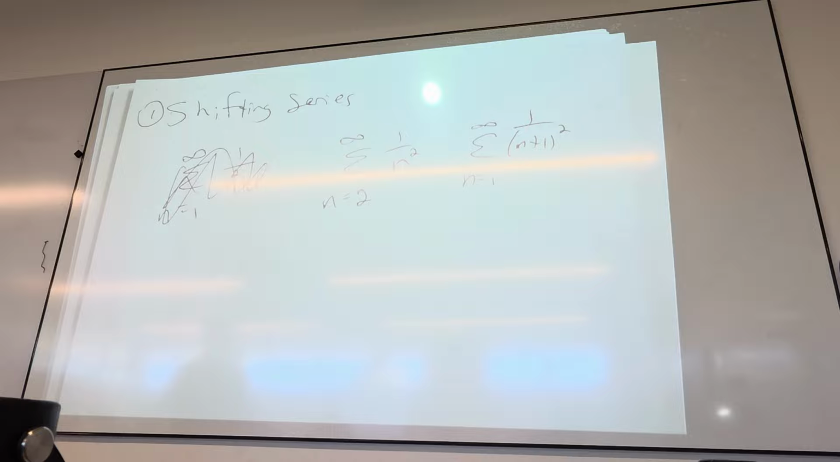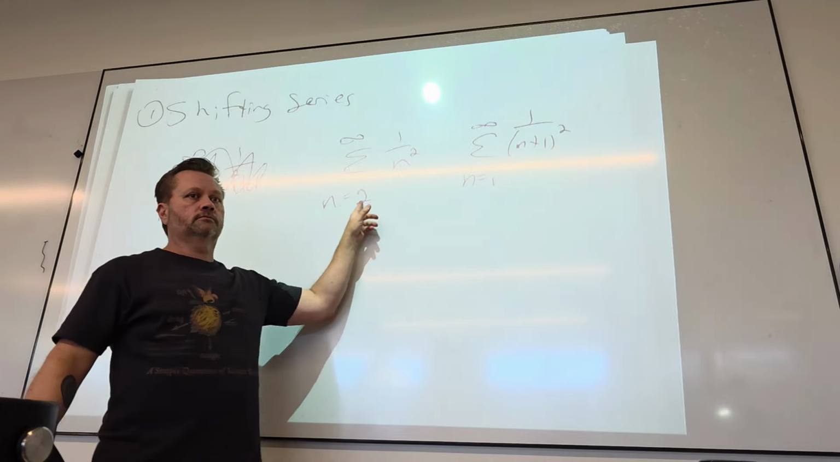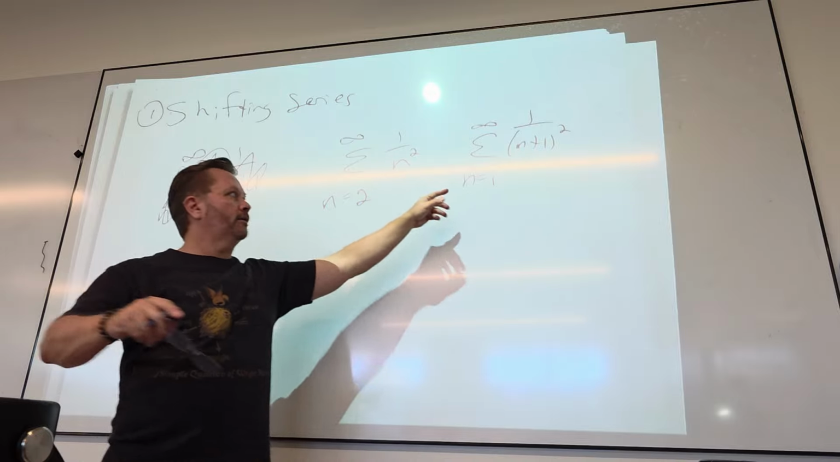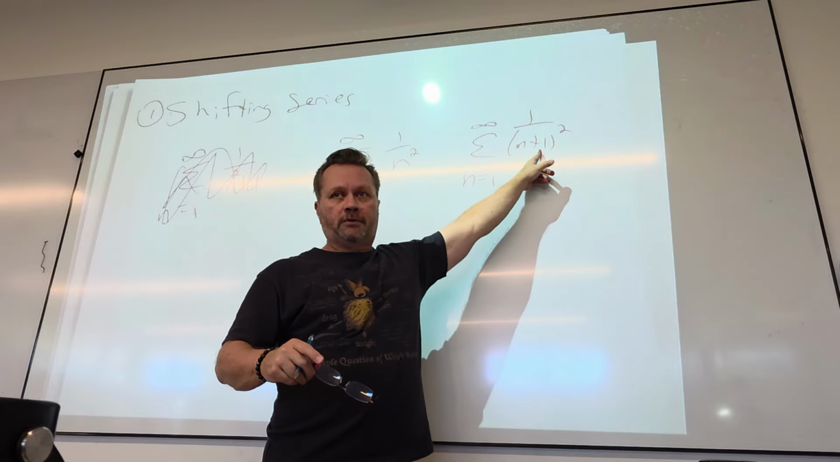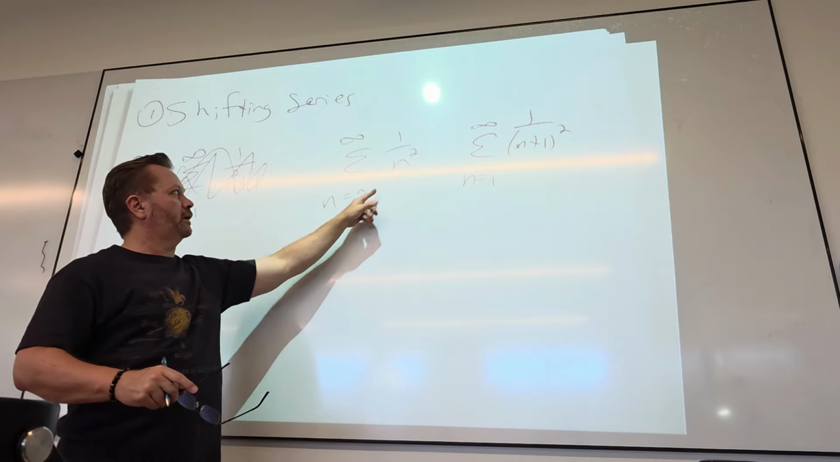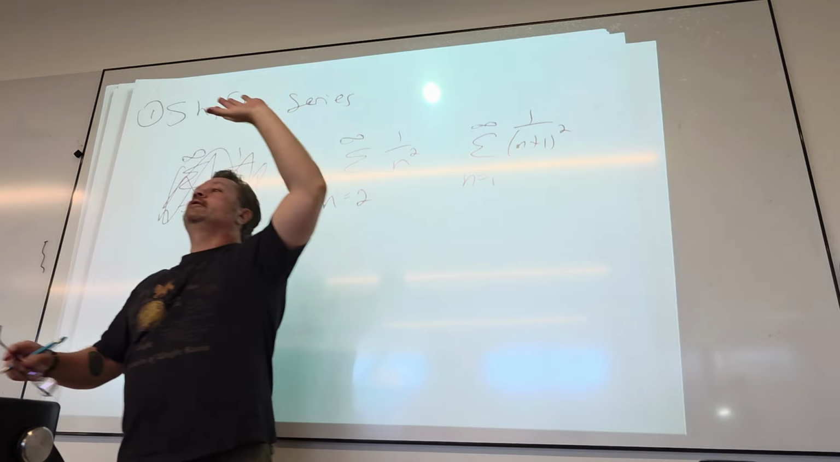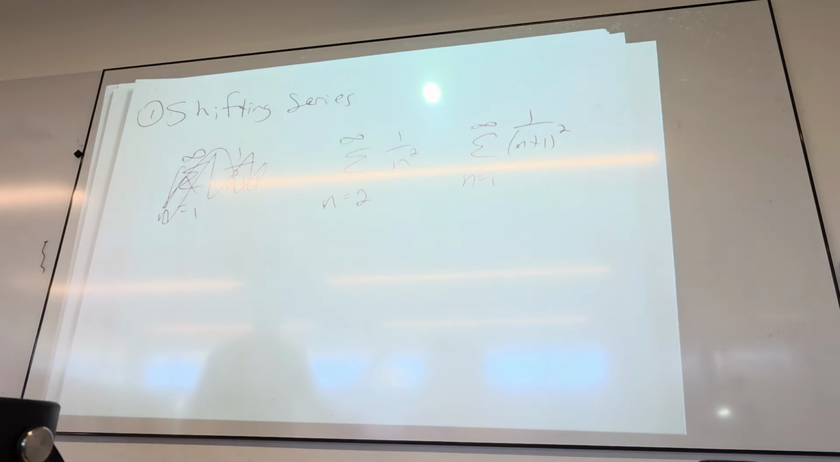Are there any differences between those two series? Where they start. I would accept two answers right now: yes and no. Yes, because one starts at 1, one starts at 2, so on the surface they look different. But what do I get when I plug a 2 in here? What do I get on the bottom? 4. What do I get when I put a 1 in here? 4. What do I get when I put a 3 in here? 9. What do I get when I put a 2 in here? 9. 2 plus 1 is 3 squared is 9. Is everybody with me?